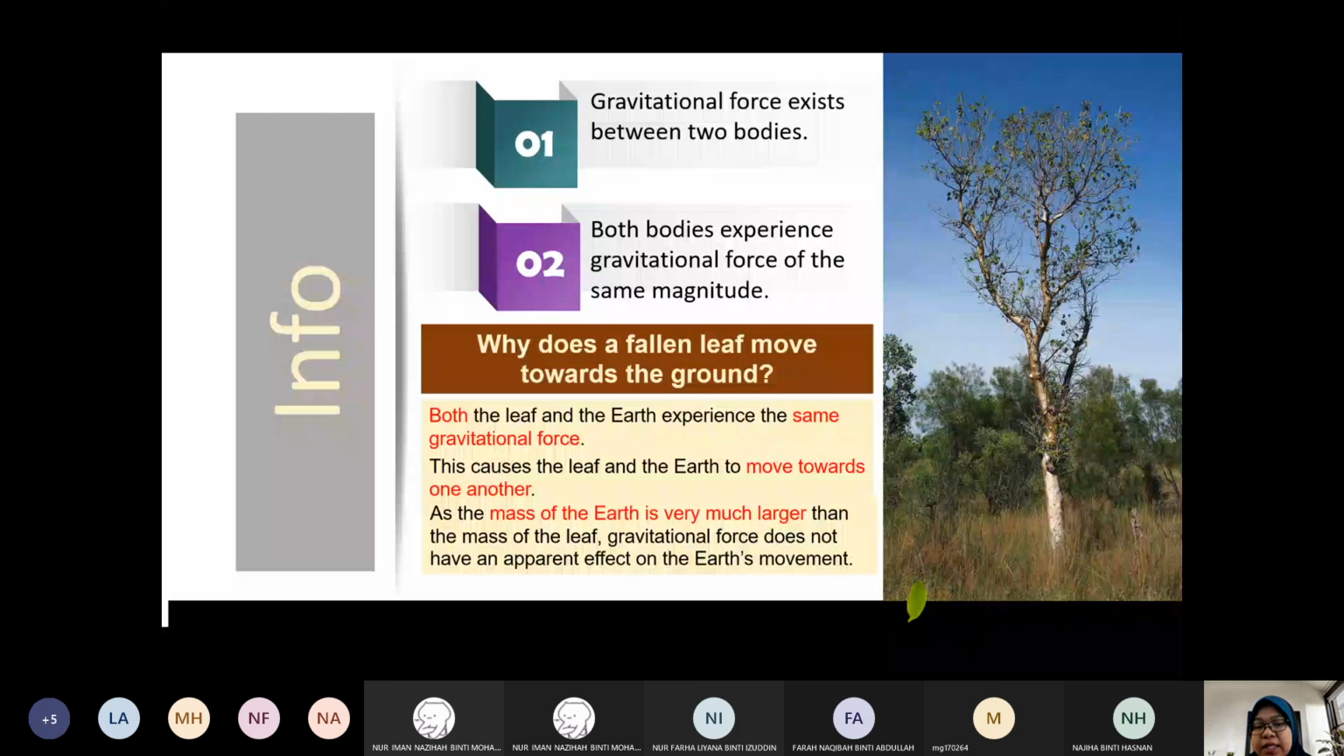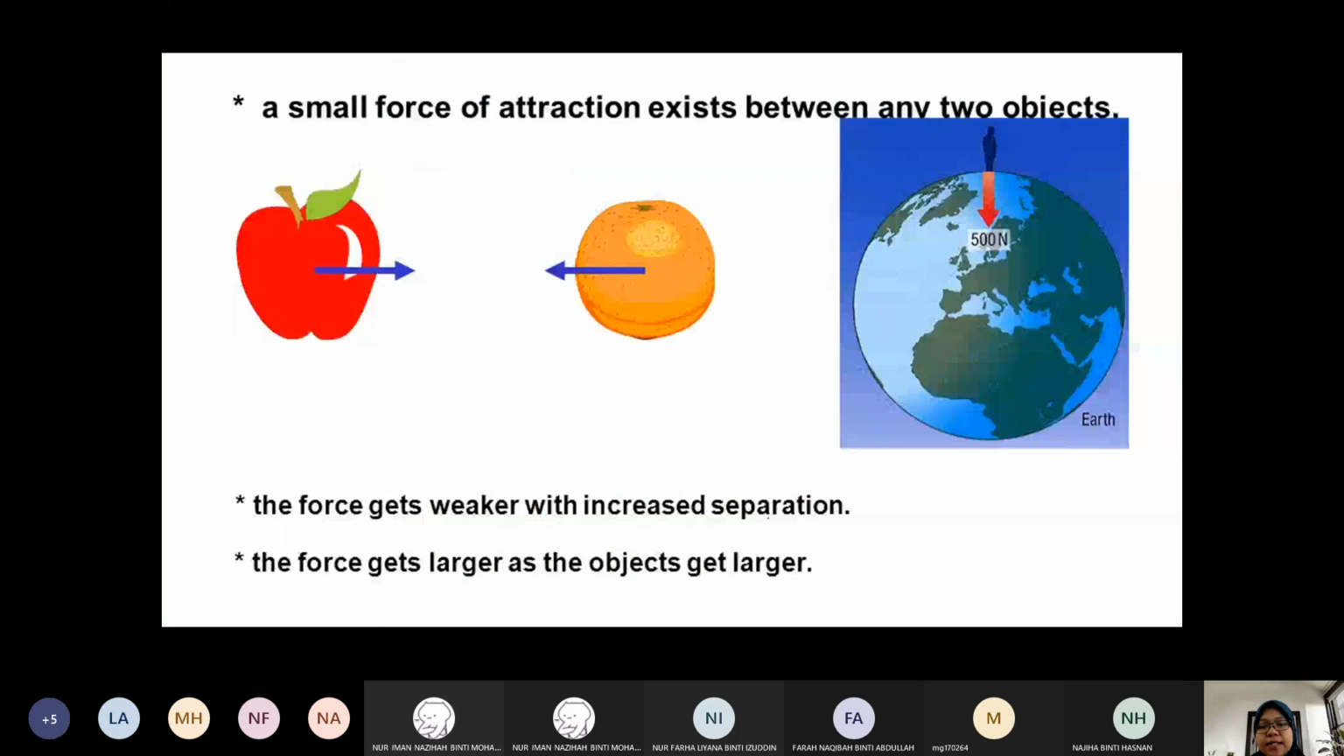Okay, so the gravitational force does not have an apparent effect on the earth's movement. Yeah, so this one is important. Okay, why is that? Because of the mass very much larger. Therefore, we only observe the leaf falling to the ground. So, awak tak nampak lah seolah-olah bumi ni bergerak ke arah daun tu.